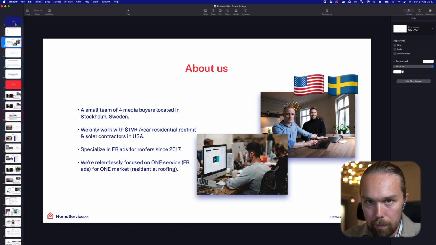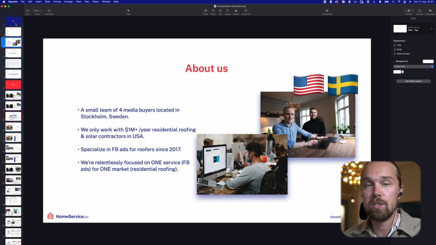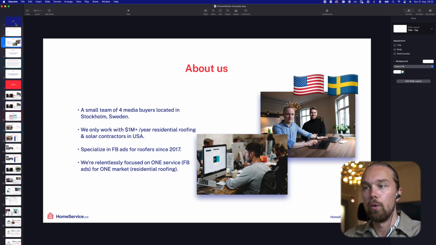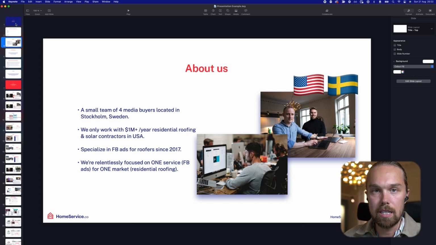We only work with $1 million plus per year residential roofing and solar contractors in the US. We specialize in Facebook ads for roofers and solar contractors since 2017, and we relentlessly focused on one service for one market. Unlike many other agencies that are generic agencies helping everybody with everything, we only focus on one service for one specific industry, essentially. So we underline here that we're specialists.